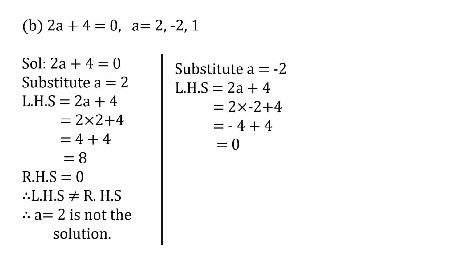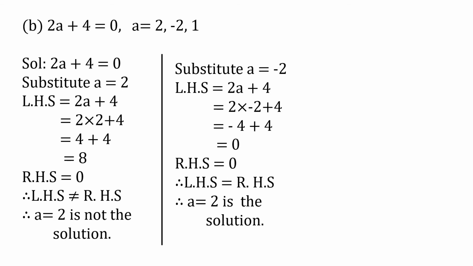So left hand side is 0 and right hand side given is 0. So here student, left hand side is equal to right hand side. So you'll write down, therefore a equal to -2 is the solution. You have to write a equal to -2 student here. Put -2 over here. Okay, minus sign. Okay, a equal to -2 is the solution.